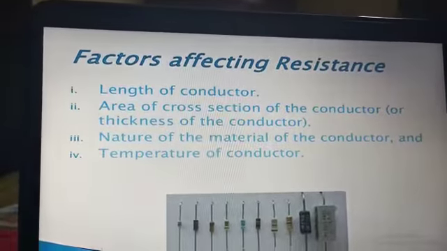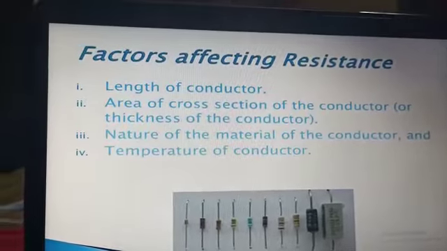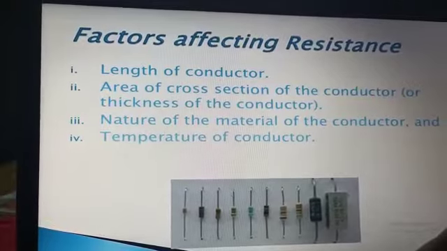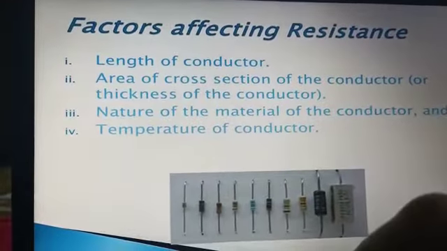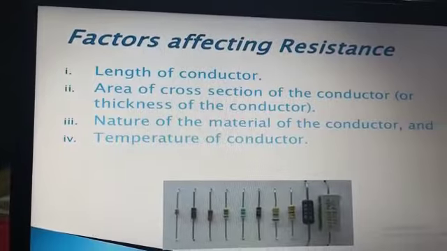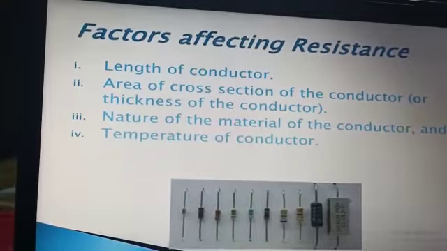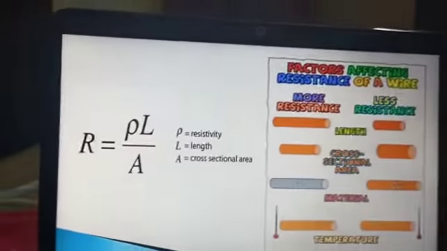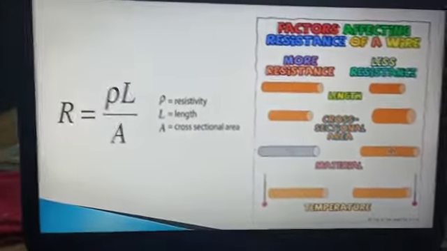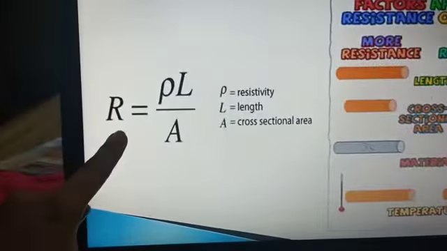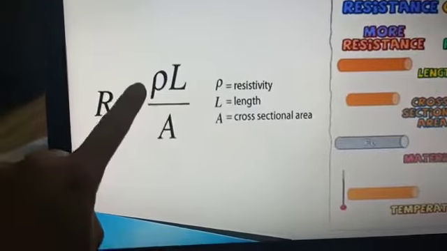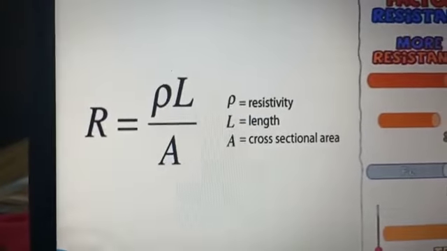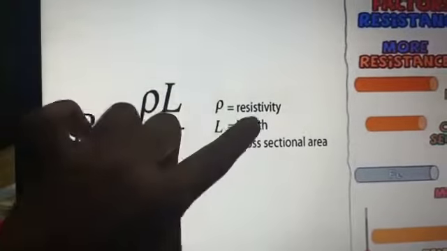What are the factors affecting resistance? So resistance is affected by the length of the conductor, the area of cross section of the conductor, the nature of the material of the conductor, and the temperature of the conductor. Length, area of cross section, nature of material, and temperature of conductor. Let's look at this. This is a very interesting thing. So this is the formula of resistance. R is equal to rho L by A. Rho, this is a Greek alphabet. Spelling is R-H-O, rho.